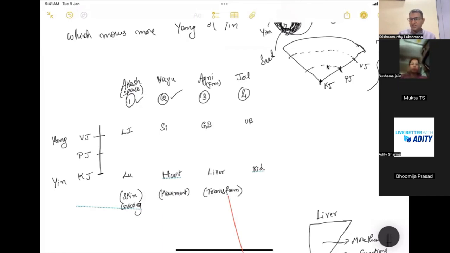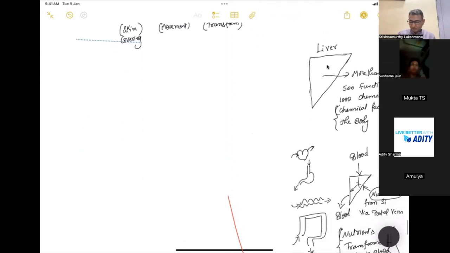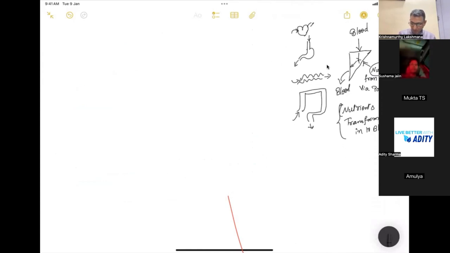Everybody is clear with this? Yes, sir. And finger number 5, it is Prithvi. So Prithvi is associated with which organ? Stomach and spleen. So Prithvi is the food that we eat. And the food which we eat goes to which organ? Stomach. And the organ next to it is the spleen, which manages the food as per TCM.